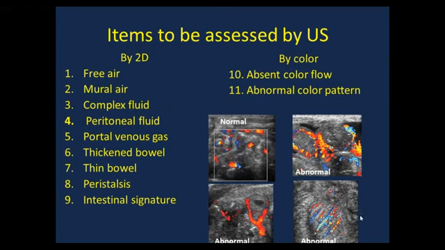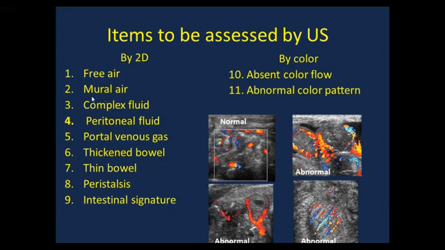In ultrasound, we have about 11 different markers which can identify normal from abnormal looking bowel. 9 of them can be identified by two-dimensional ultrasound and 2 by color Doppler. Number 1, presence of free air. Ultrasound can identify presence of free air, and I will show you that when we start to discuss the case scenarios.